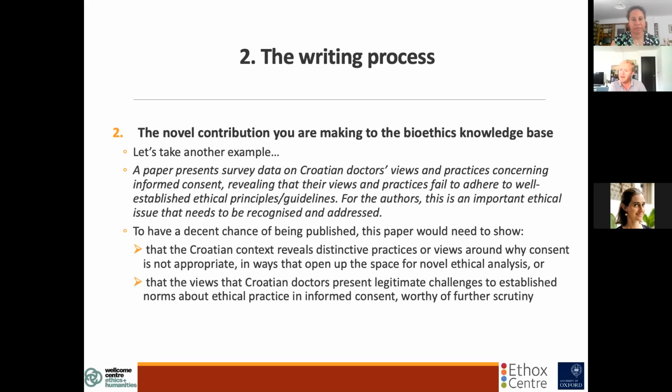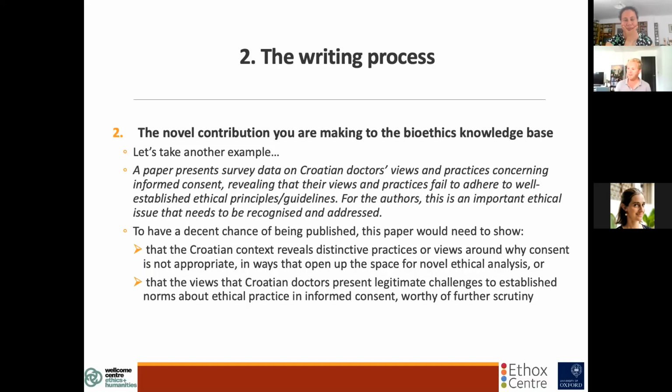So again, to have a decent chance of being published, I think the paper would need to show either that the Croatian context reveals distinctive practices or views around why consent is not appropriate, perhaps that opens up the possibility that we don't need to get informed consent in all cases, and that these views and experiences reveal something problematic about the ways in which we standardly think about obtaining informed consent in medicine. Or that the views that Croatian doctors present legitimate challenges to established norms, such that the guidelines, or the ways in which principles in the guidelines are codified, is problematic in contexts like these.